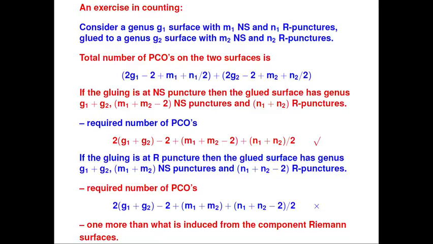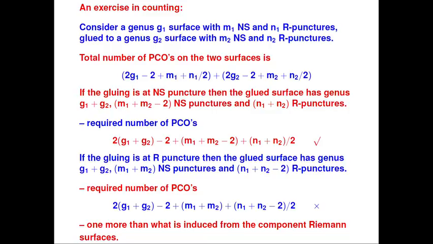Now, suppose first that the gluing is at an NS puncture. If this is the case, then we can see what is the genus of the glued surface and what kind of punctures it has. The glued surface will have genus G1 plus G2. It will have M1 plus M2 minus 2 NS punctures. Why minus 2? Because one NS puncture from each has gone into gluing. And N1 plus N2 Ramond punctures.